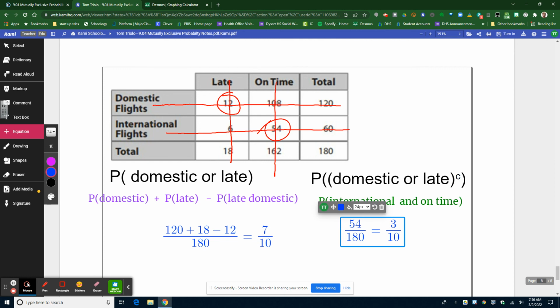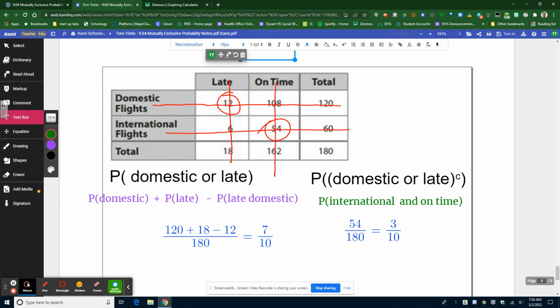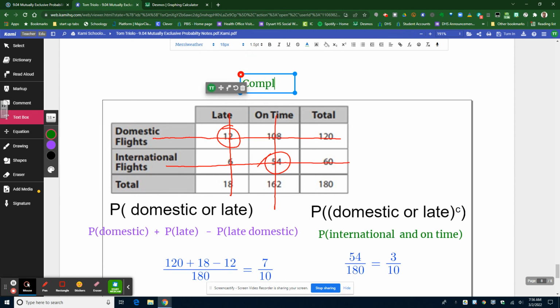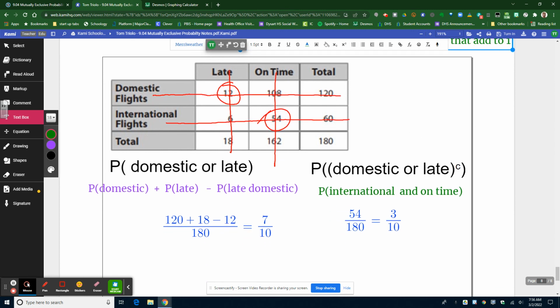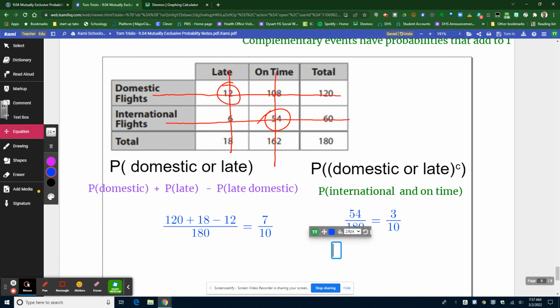1. So another way you could do this, make a little text box. Complementary events have probabilities that add to 1. I hate typing one-handed. So I could have done this another way. 1 minus 7/10. So if I didn't know that this was international and on time, I could have just said, well, I know that this is 7/10. This is 1 minus 7/10. And that is 3/10. So I don't have to understand this piece.